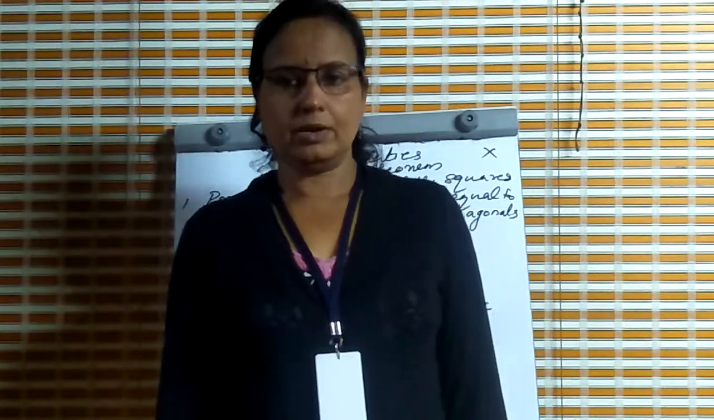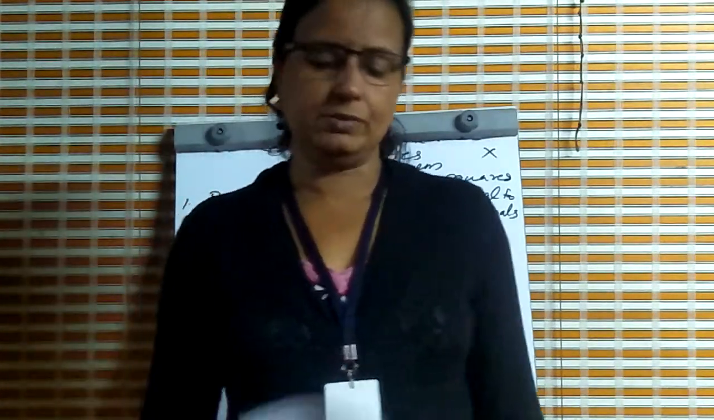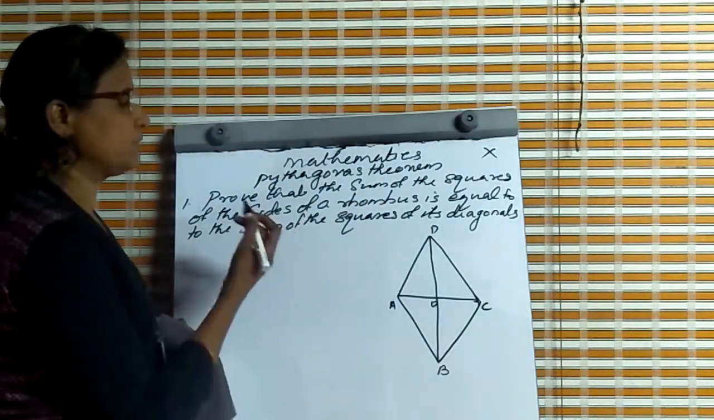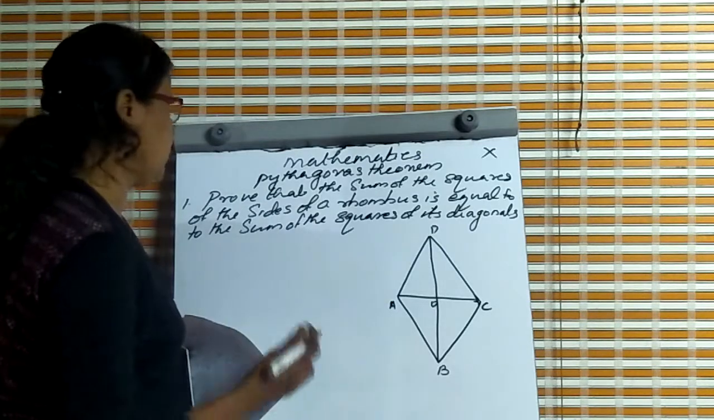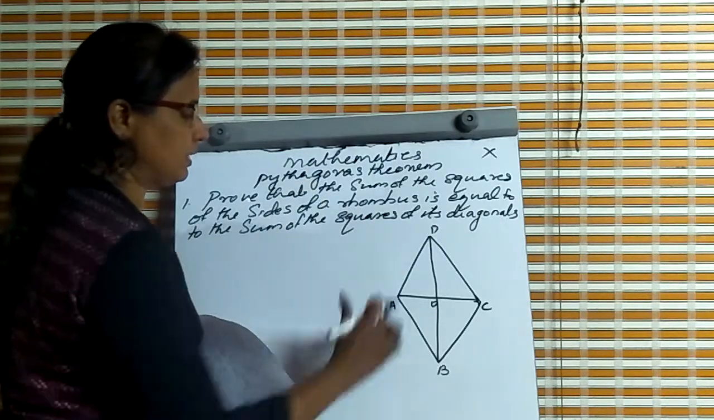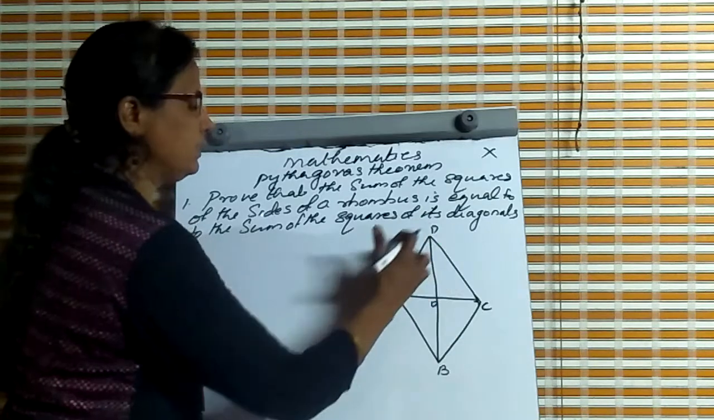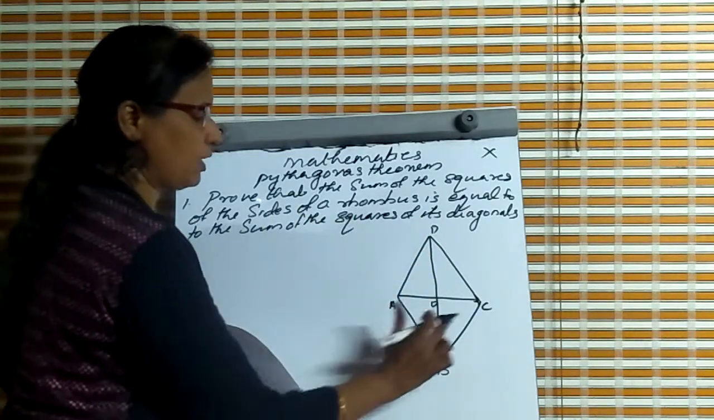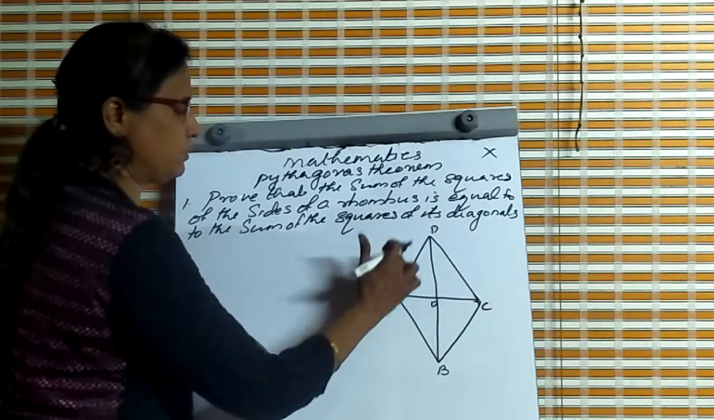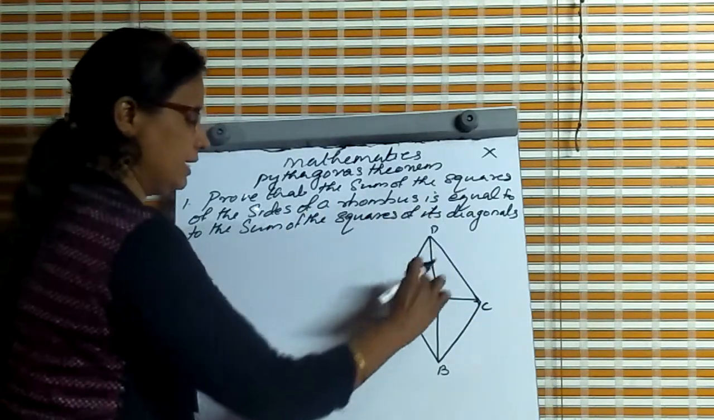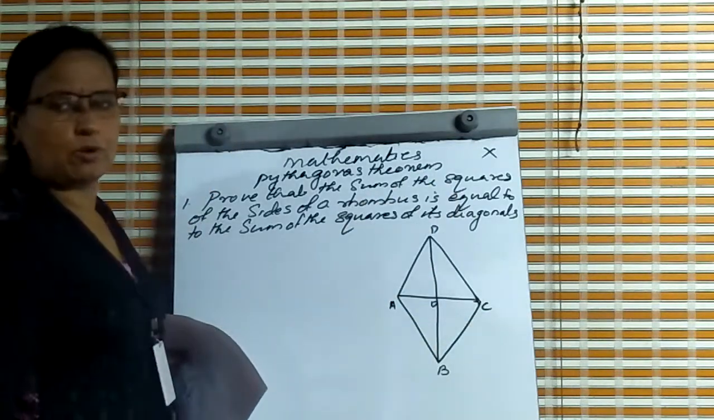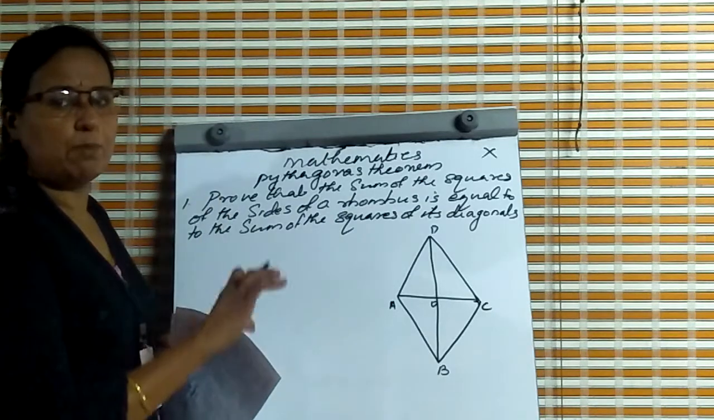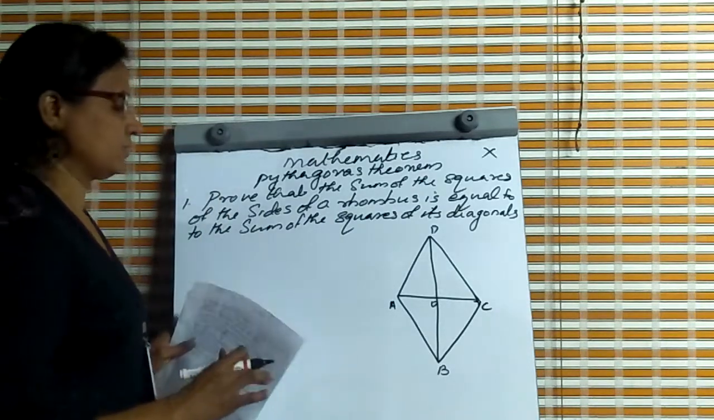Good morning children, we are continuing the exercise 6.5 lesson. Prove that the sum of the squares of the sides of a rhombus is equal to the sum of the squares of its diagonals. Here ABCD is a rhombus. The sum of the squares of its sides, AB square plus BC square plus DC square plus AD square, is equal to AC square plus BD square.